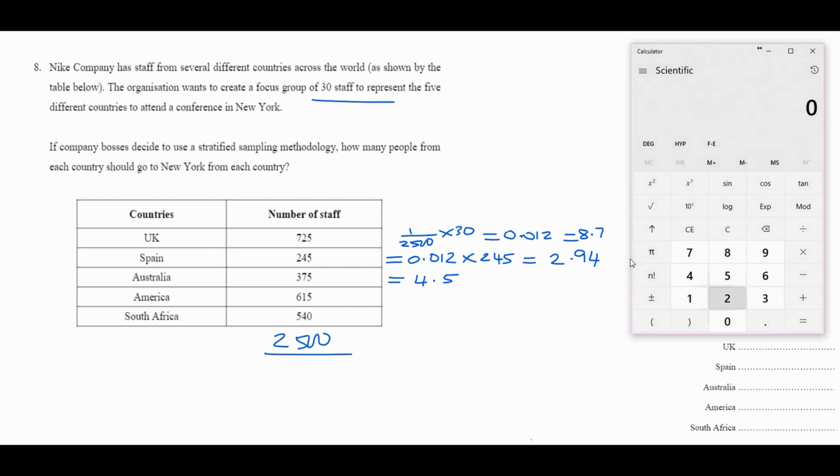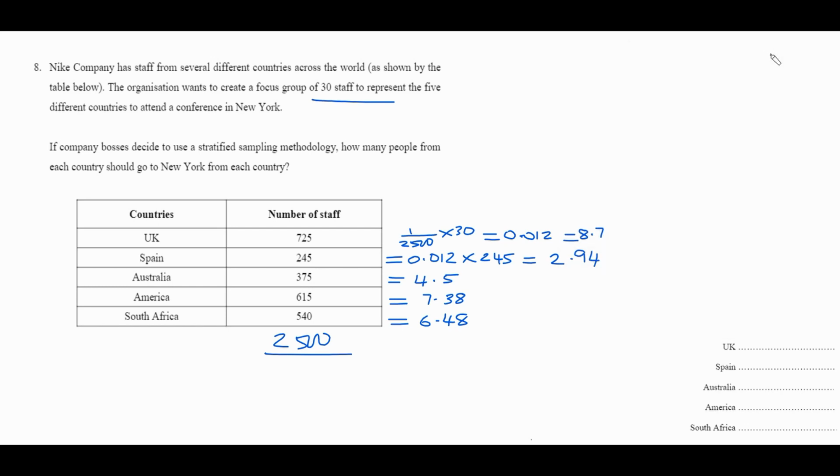And next, 0.012 times 615, 7.38. Next, 0.012 times 540, and the answer is 6.48. Right, that's basically the calculation done.